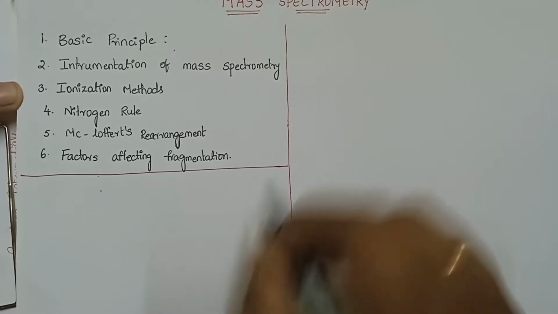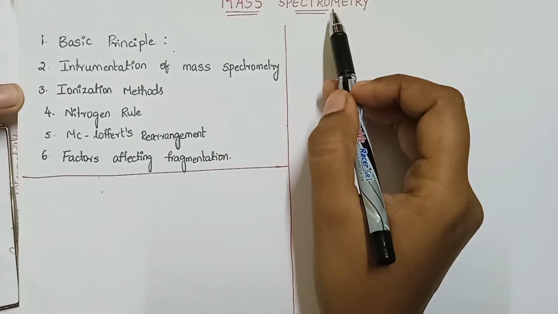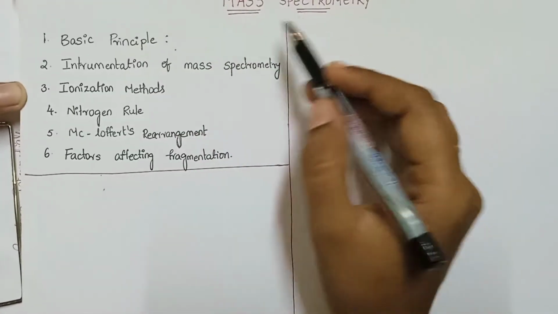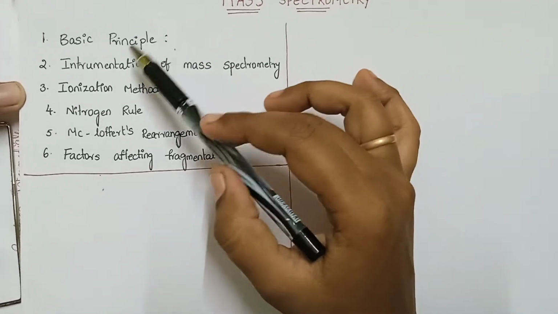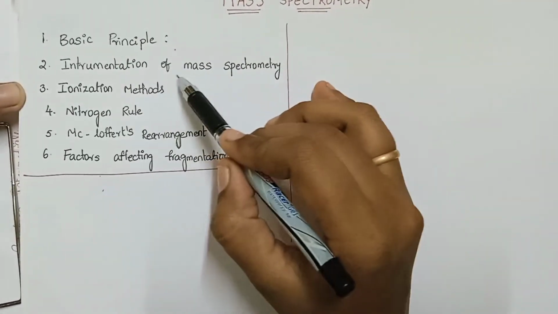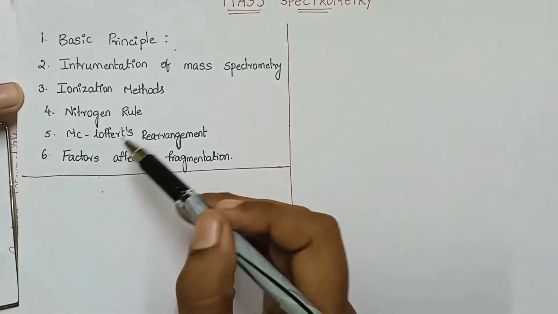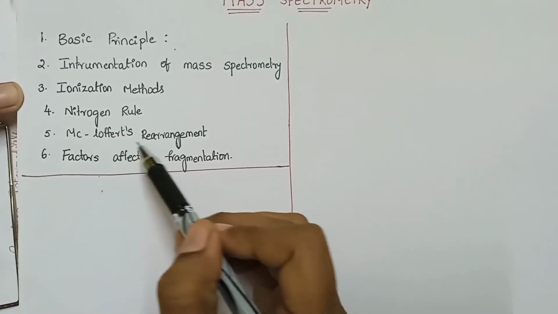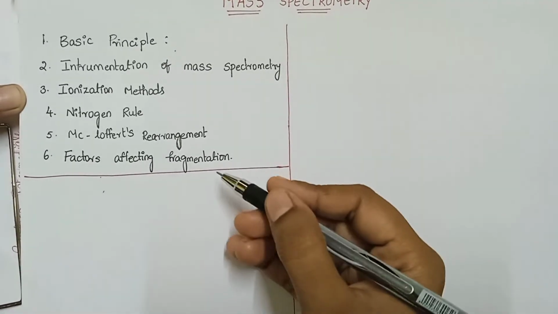So today's topic is mass spectrometry. Mass spectrometry consists of the topics: basic principle, instrumentation of mass spectrometry, ionization methods, nitrogen rule, McLafferty rearrangement, and factors affecting fragmentations. So let's see one by one.